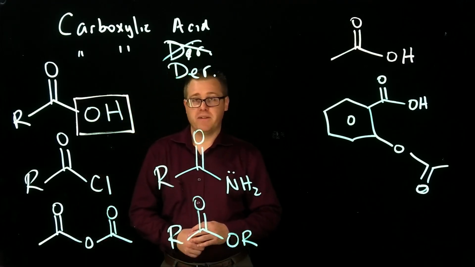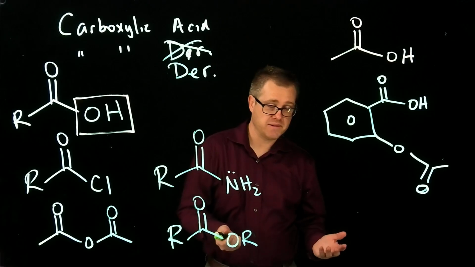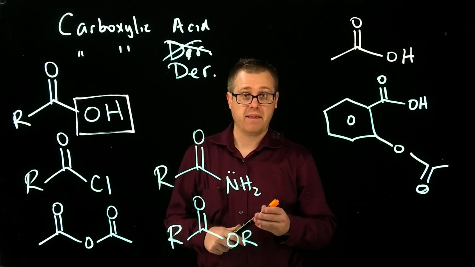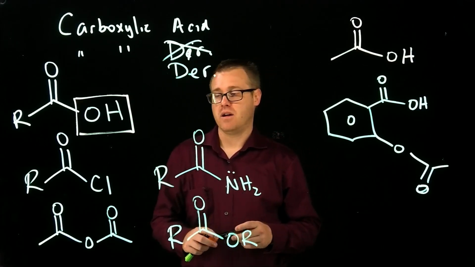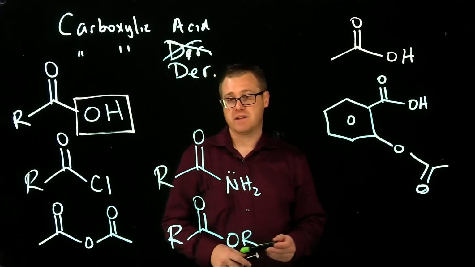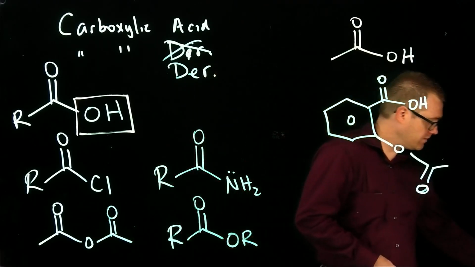So, like the previous chapter, we're going to learn about carboxylic acids and their derivatives. We're going to learn how to name them. We're going to learn how to make them. And then we're also going to look at how they react with certain reagents to give us different products. Let's start looking at nomenclature.